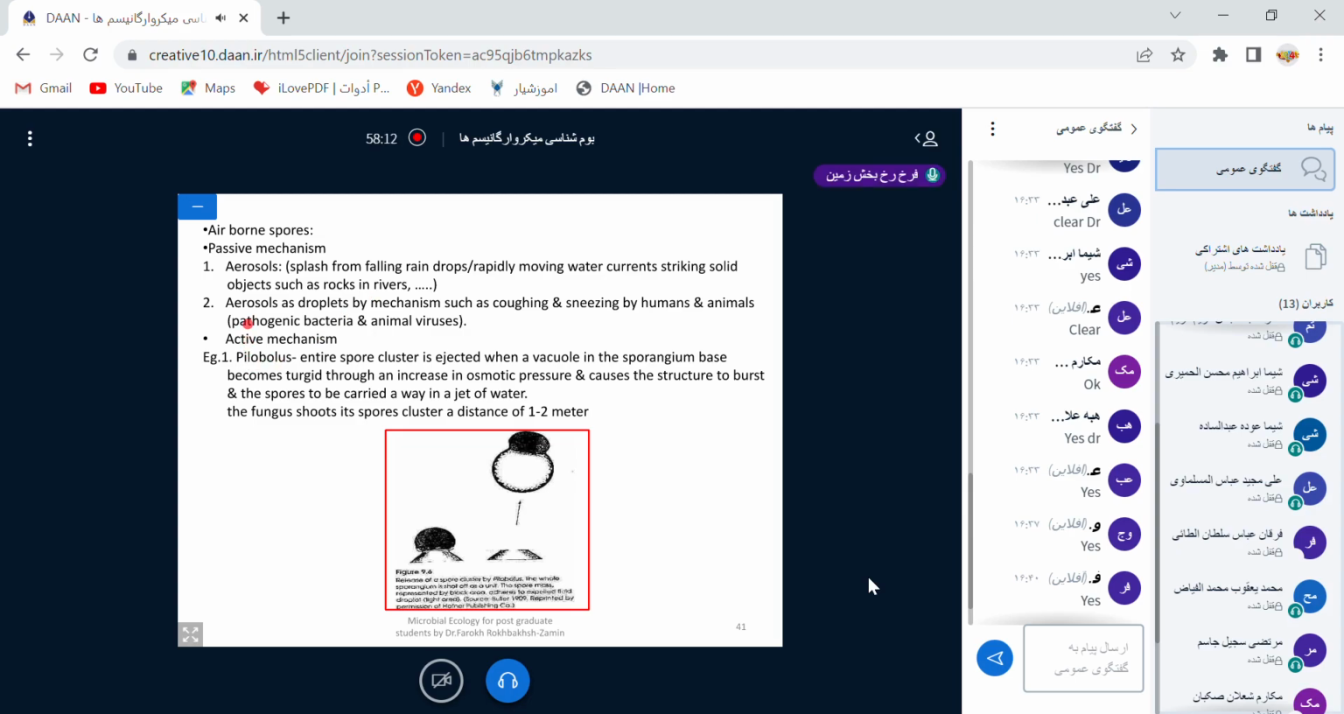Second is aerosols as droplets, by mechanisms such as coughing and sneezing by humans and animals. Some spores are produced in our body, and by coughing and sneezing they come into the air by our help, not by help of the mother cell. So the second one is also a passive mechanism.